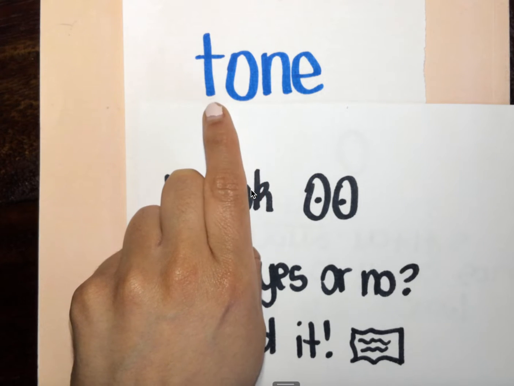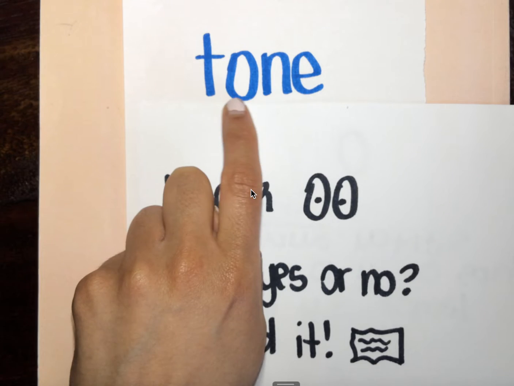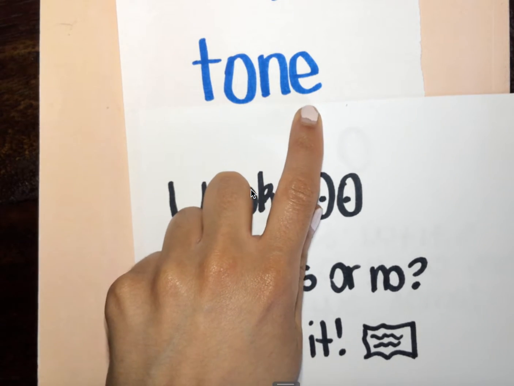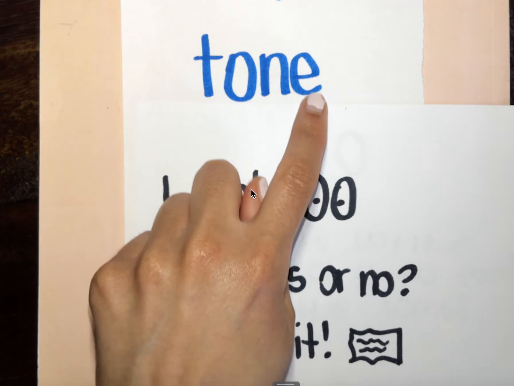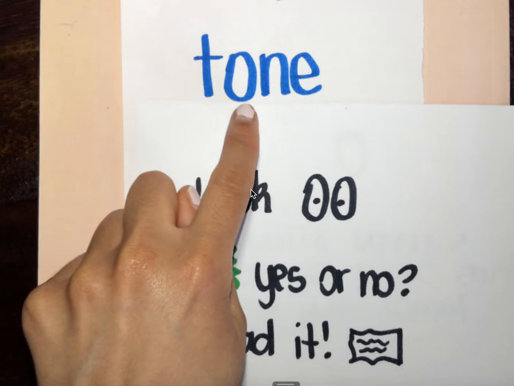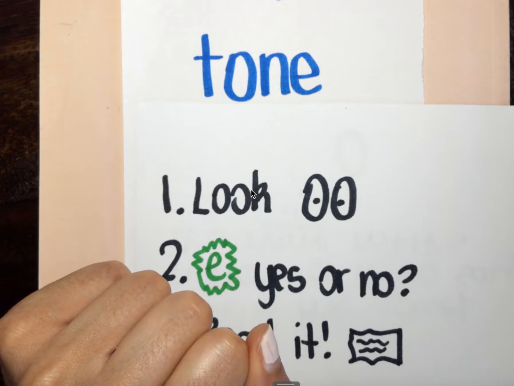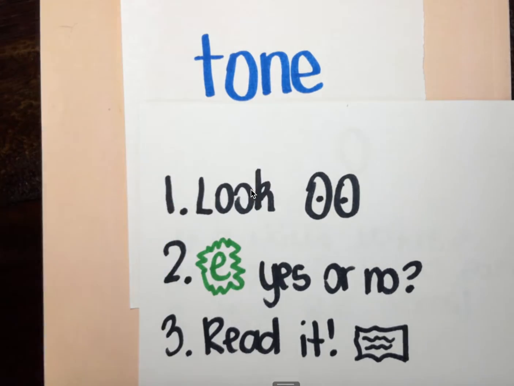Like this. Own, tone. Remember, we don't hear anything at the end of this word. We don't hear the E because it lost its sound from giving all the magic to the letter O and making it say the O sound. This is the word tone.